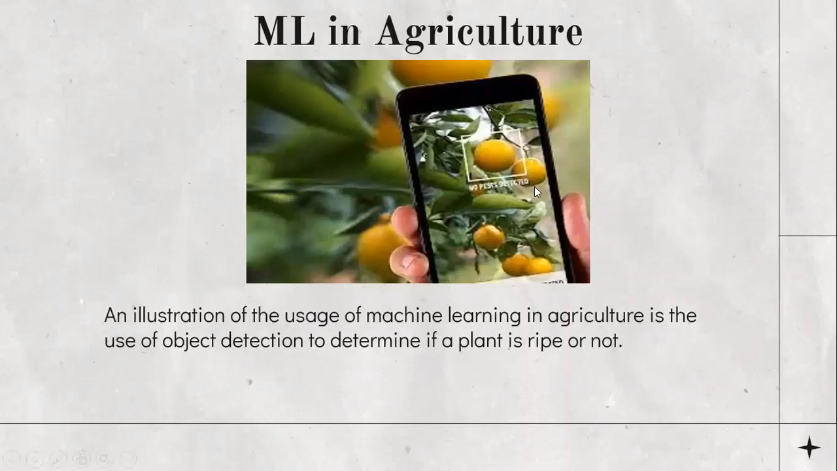Here we are showing an example of how we have used machine learning in agriculture. The illustration shows the usage of machine learning in detecting whether a plant is ripe or not. Here, this was an orange fruit, and we were using a mobile phone which had a machine learning model deployed on it. It was detecting whether the fruit was ripe or not. This is one of the key areas where machine learning is being employed in agriculture.